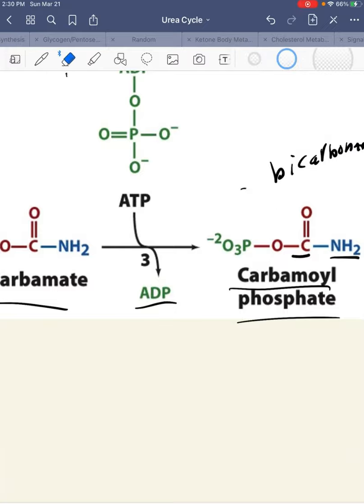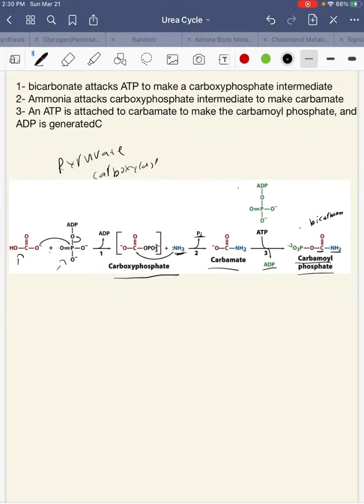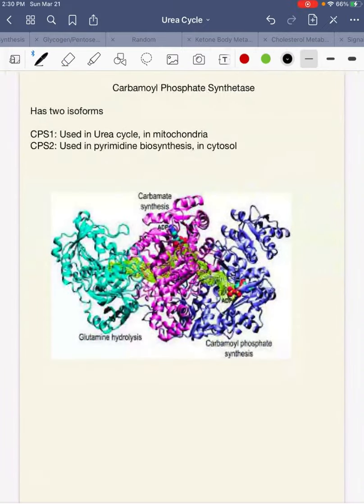Okay. So now that we make carbamoyl phosphate, let's talk about the carbamoyl phosphate synthetase enzyme first. There are 2 isoforms. CPS1, so this is the one that we're talking about in this lecture. It's used in the urea cycle in the mitochondria. The other one is used in pyrimidine biosynthesis, and it's in the cytosol.